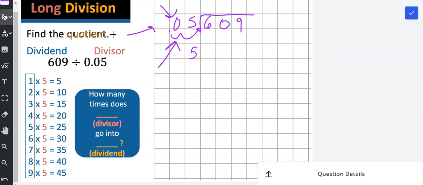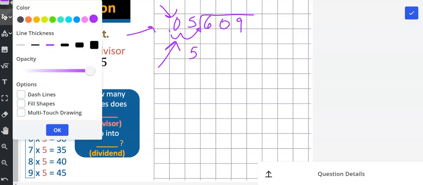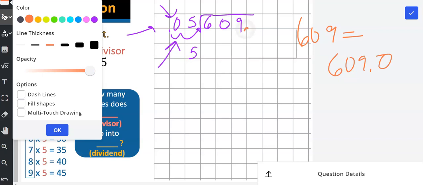So we just changed that to a 5. Well, I also need to move the decimal 2 times in the dividend. Well, I don't see the decimal in the dividend, but we have to know that 609 is the same as 609.0. So there really is a decimal here at the end. So then we need to move the decimal 2 places to the right, which means I'm going to need to add 2 zeros to the end of this number.